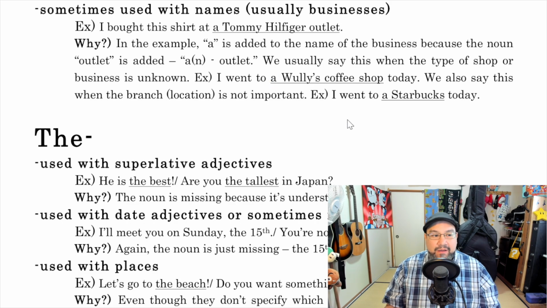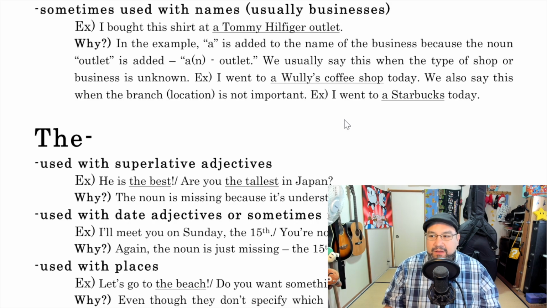They'll say, I work in engineering. That's perfect. I work in engineering department. Once you add department, you're going to need an article. So I work in the engineering department. Why the? Because there's only one engineering department in your company.